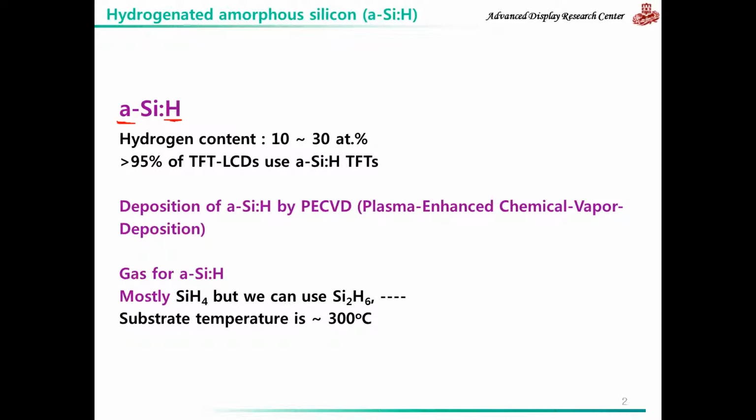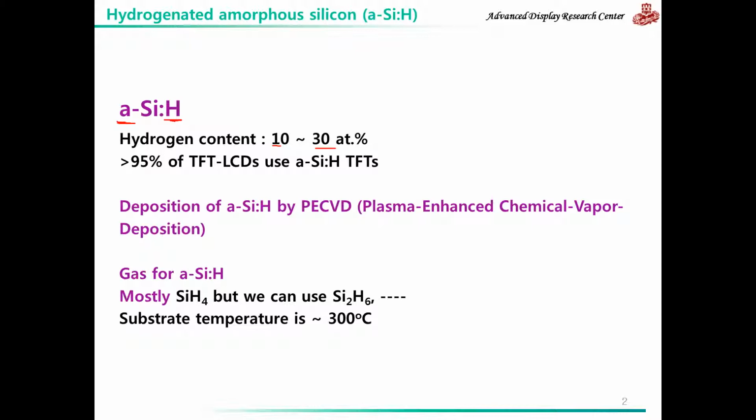As you will see in the following slides, the disordered nature of amorphous silicon causes some atoms to have a dangling bond. These dangling bonds present defects which may cause anomalous electrical behavior. It is therefore desirable to have amorphous silicon passivated by hydrogen, which bonds to the dangling bonds, reducing their density. Typically, the hydrogen content in hydrogenated amorphous silicon is between 10 to 30 in atomic percent. About 95% of TFT LCDs use hydrogenated amorphous silicon TFTs.